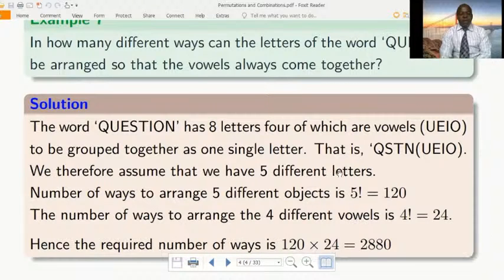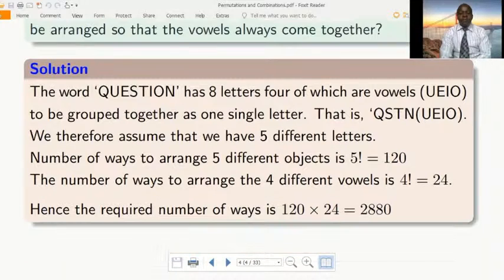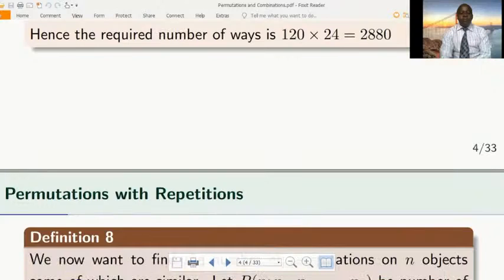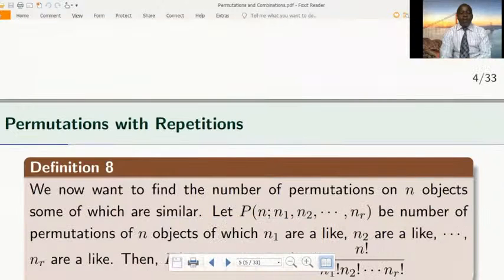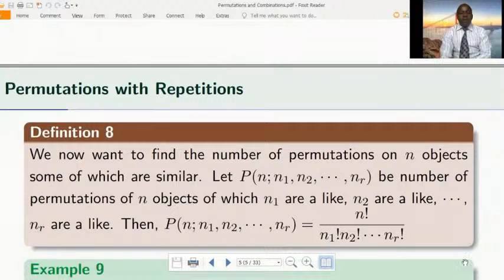Now we'll be looking at questions similar to this, but slightly different, and see how to work out those ones. Now, when we looked at that question, I was using the word different letters. So in this section, we are given letters, some of which are similar, and we are asked to arrange them. So that's what I've written here.